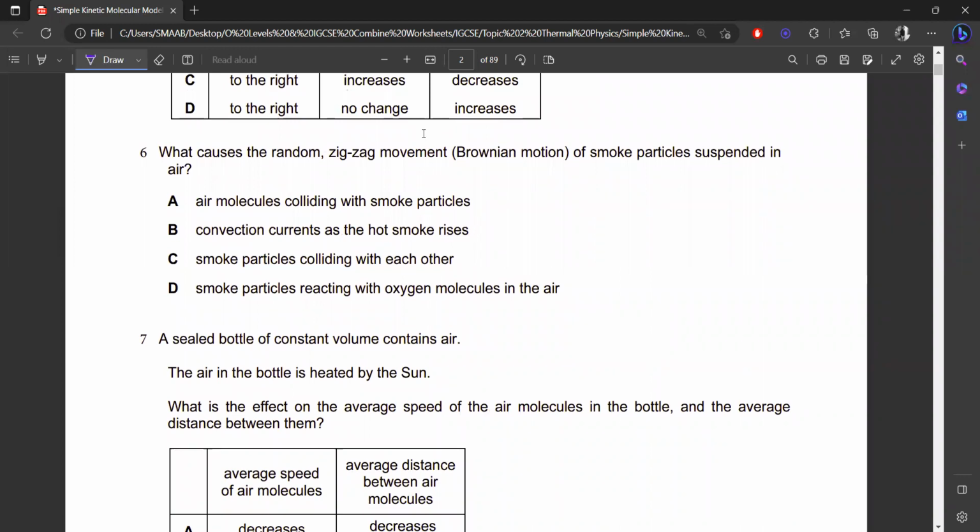Okay. So do you remember the concept of Brownian motion? The zigzag random motion? Not really. Okay. So we will complete this part later.